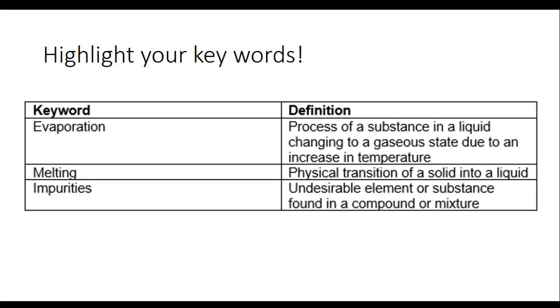Melting then is the physical transition of a solid into a liquid. And impurities are undesirable elements or substances found in a compound or mixture. They can be added to water to change the melting point or boiling point of water.